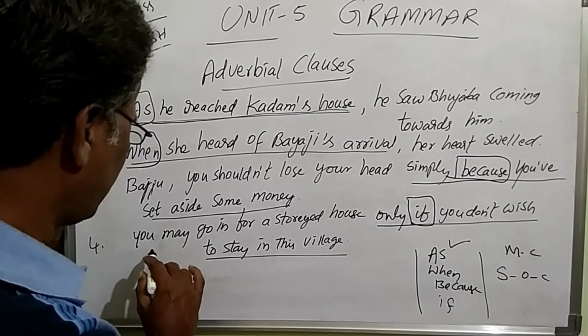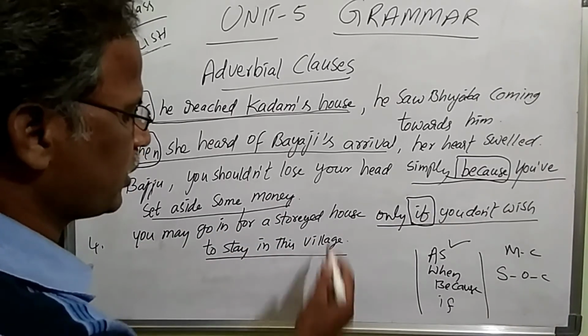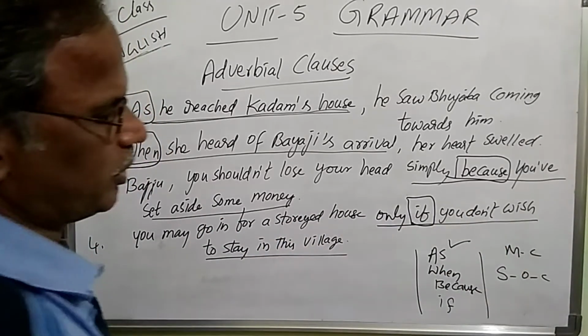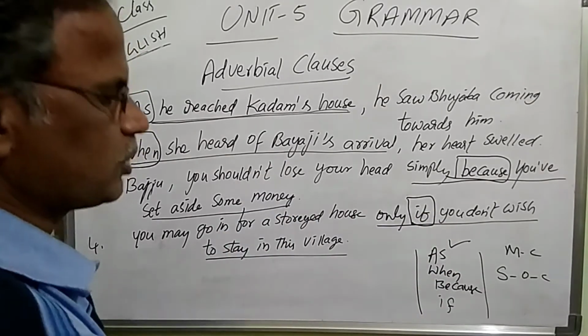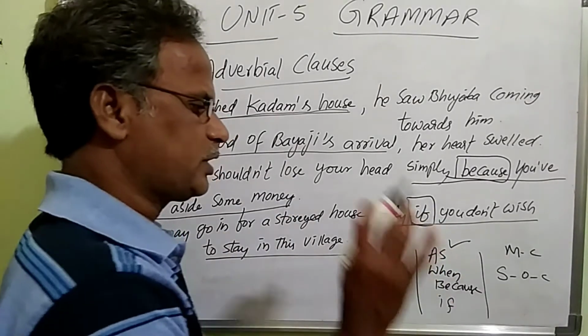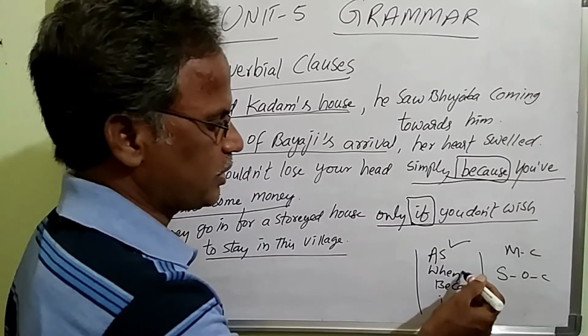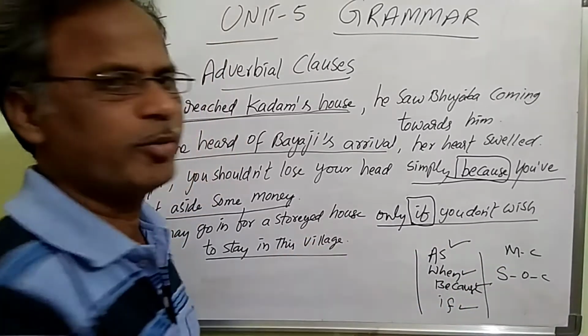When you add the other group of words, that is, you may go in for a storied house, it gives a complete meaning itself. It doesn't depend on the subordinate clause. So these two clauses are combined with if. Students, you see that sentences combined with as, when, because, if, those clauses are called adverbial clauses.